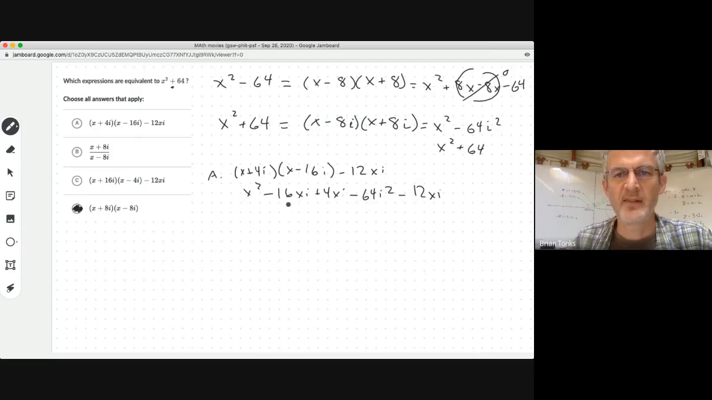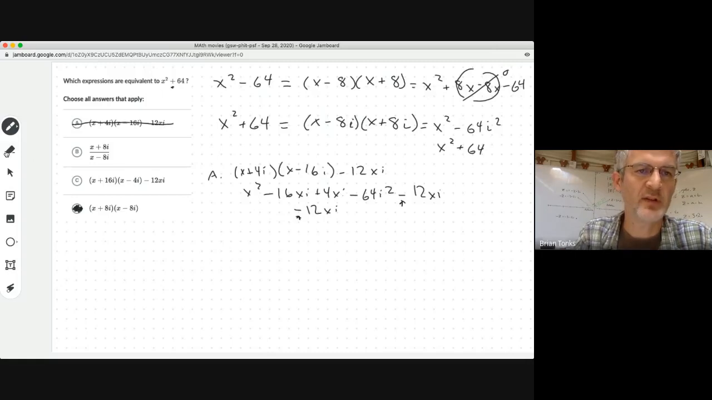So these pieces here combine to give me negative 12xi, and this minus 12xi does not cancel with that to 0. They don't subtract away because they're both negative. This right here is negative, and this right here is also negative. So that means this is not going to lose those terms. So there's no way that that one can be. So A is out.